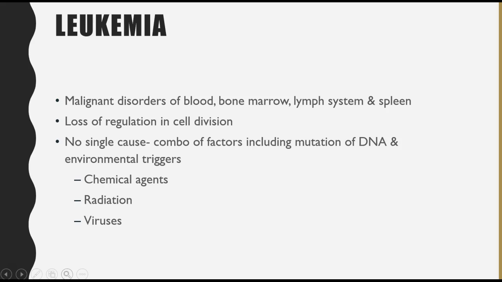It is related to the loss of the regulation in cell division, and we know that cancer happens when cells just keep multiplying and don't respond to signals that keep them in equilibrium. We know that there's an interplay of genetic factors. There's no single cause to leukemia. There's an interplay of genetic and environmental factors. The DNA of the cell becomes mutated, and abnormal genes called oncogenes start taking over.